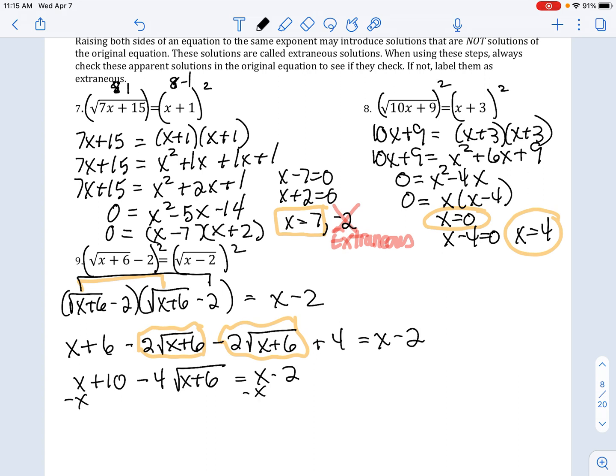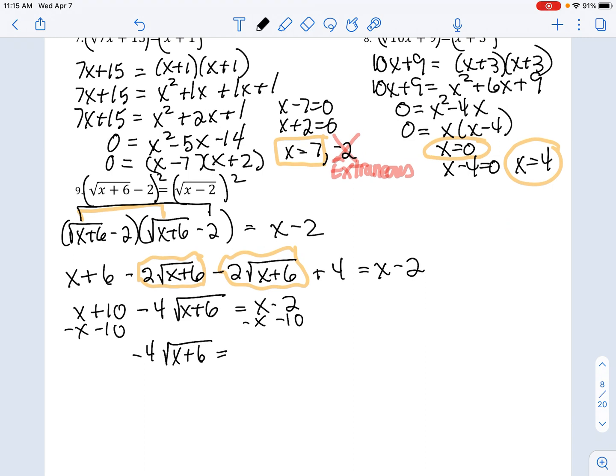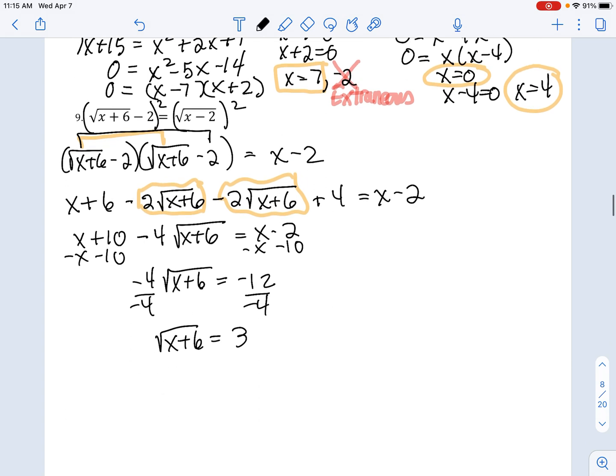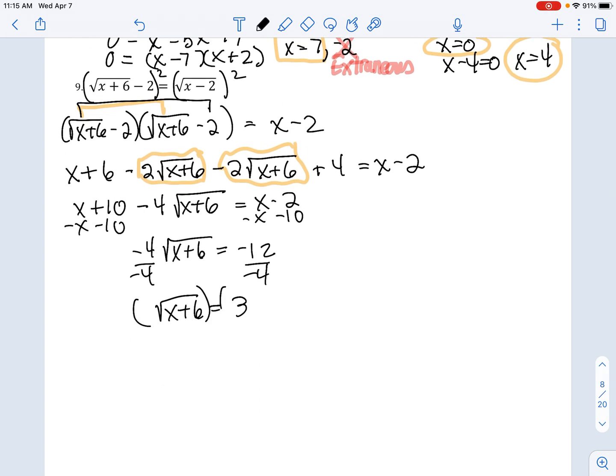So I'm going to subtract x from both sides, and I'm going to subtract 10 from both sides. Over here I get minus 4 times the square root of x plus 6, and over here I get negative 12. So we subtracted the x and we subtracted the 10. Still one more step to isolate the radical. Divide by -4 and you get the square root of x plus 6 equals 3.